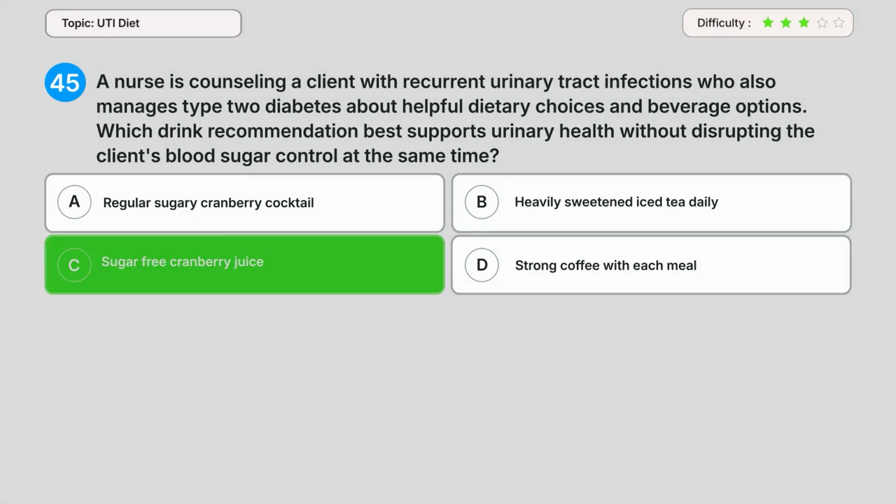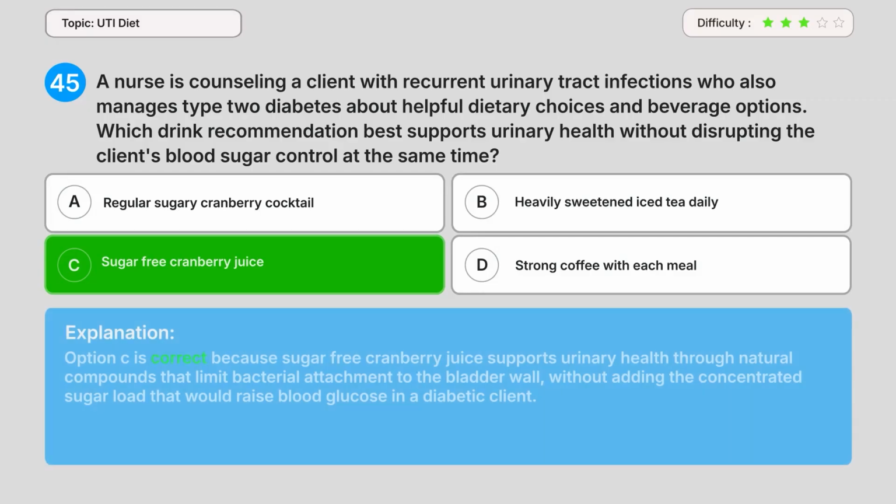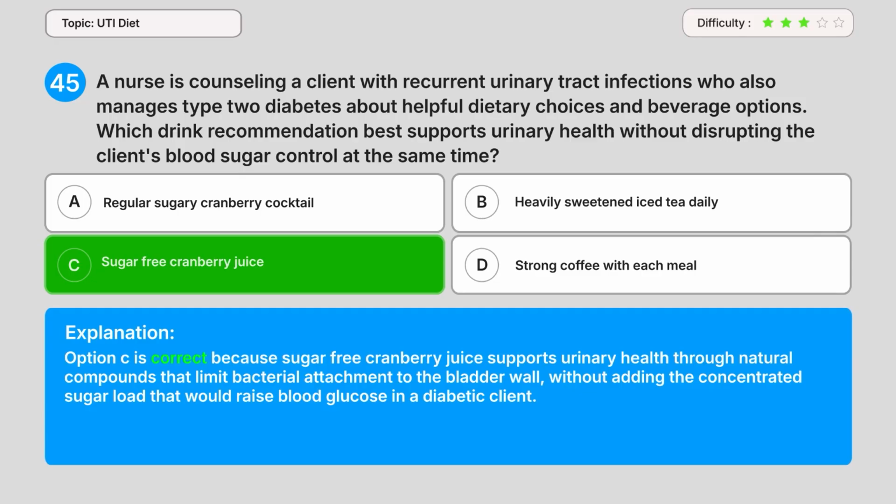Correct answer, C. Sugar-free cranberry juice. Explanation. Option C is correct because sugar-free cranberry juice supports urinary health through natural compounds that limit bacterial attachment to the bladder wall without adding the concentrated sugar load that would raise blood glucose in a diabetic client.